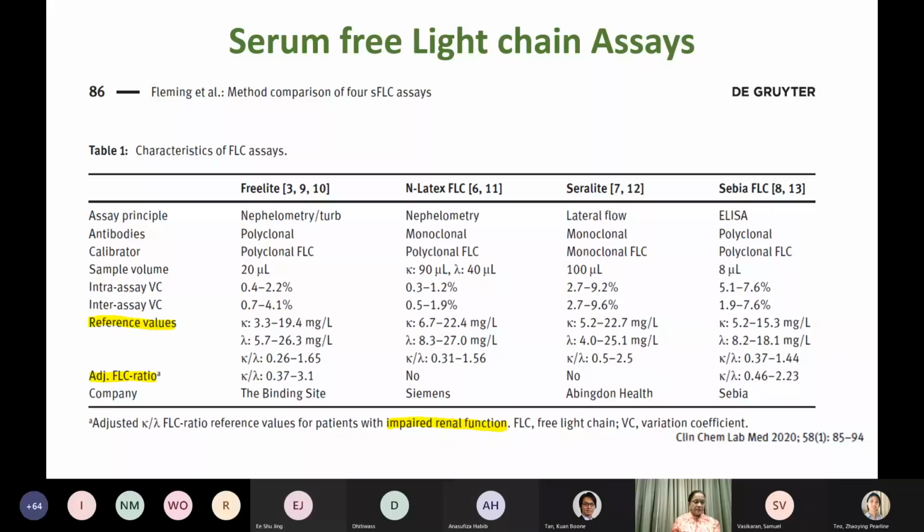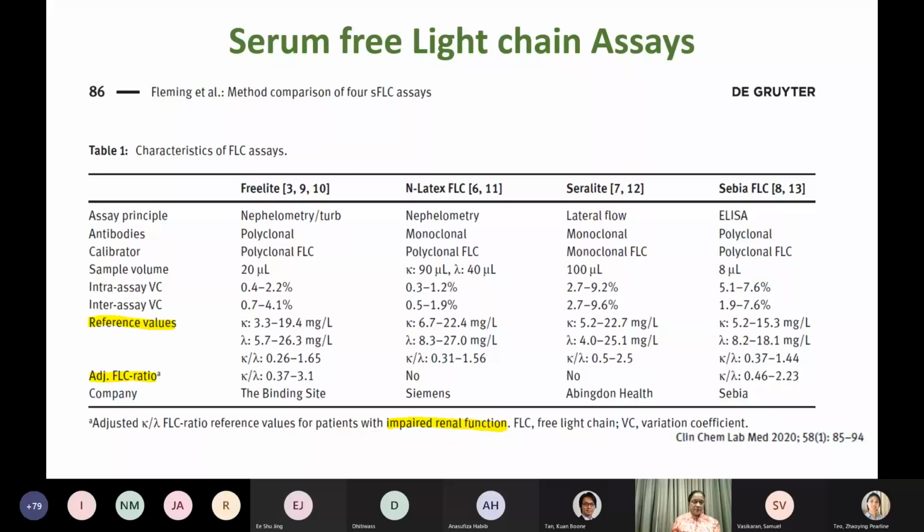Some of the characteristics of these assays are shown in this table, and this paper was in the CCLM journal if anyone is interested. As you can see, these different assays use different reference intervals, and two of these assays use different reference intervals for patients with impaired renal function, whereas the other two do not. So it is important to note these differences.